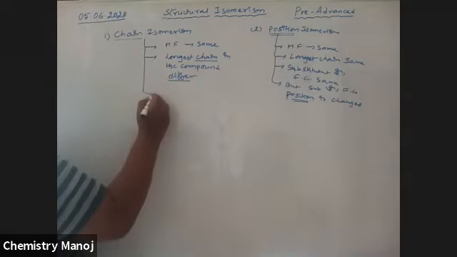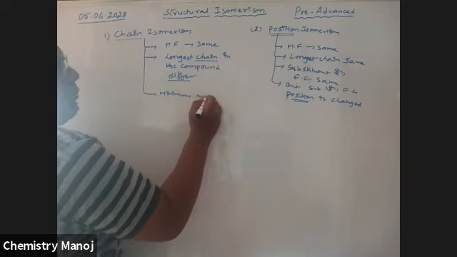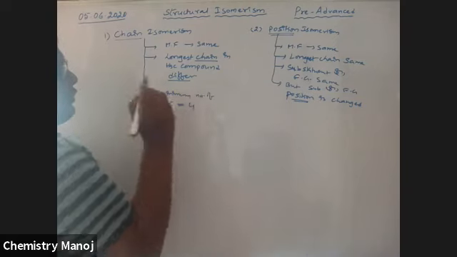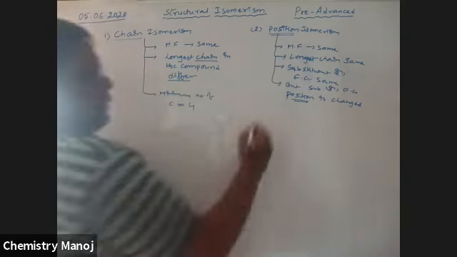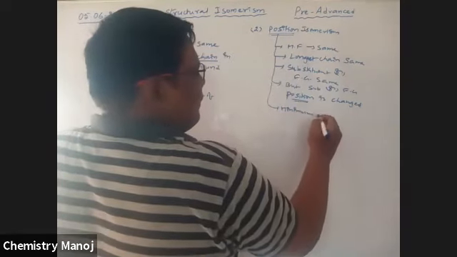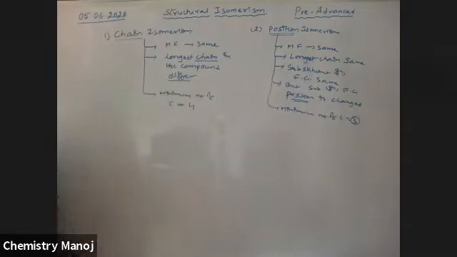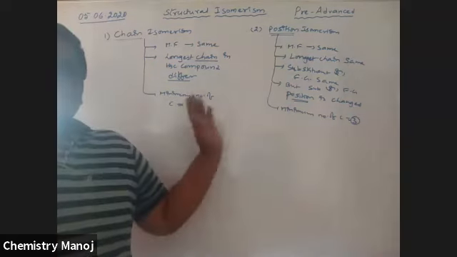Here, the minimum number of carbons is equal to 4. Here, the minimum number of carbons is equal to 3. So up to yesterday's class, these two are completed.